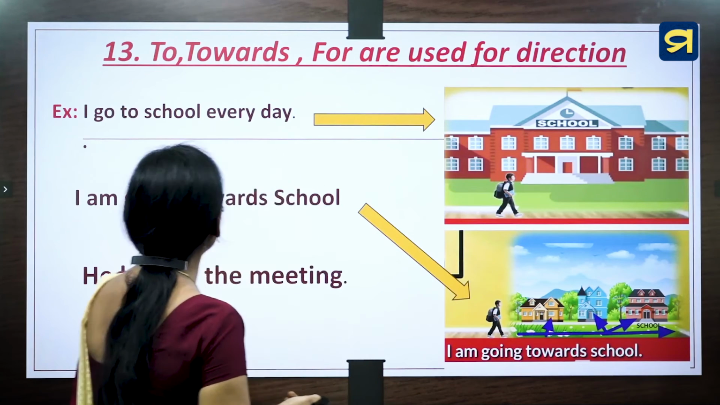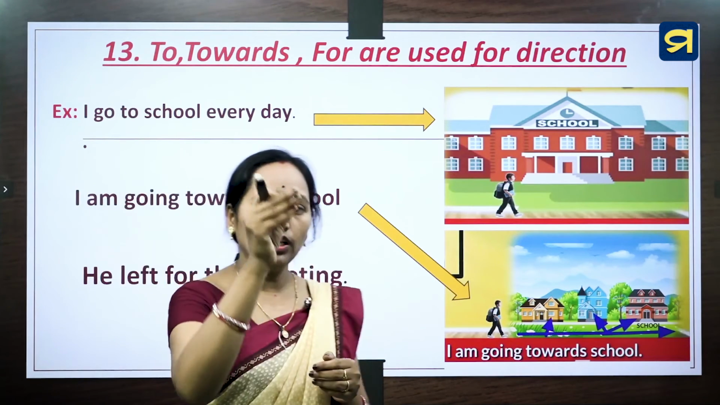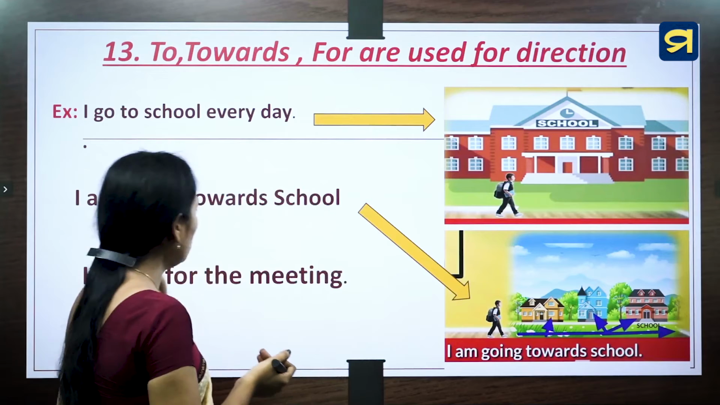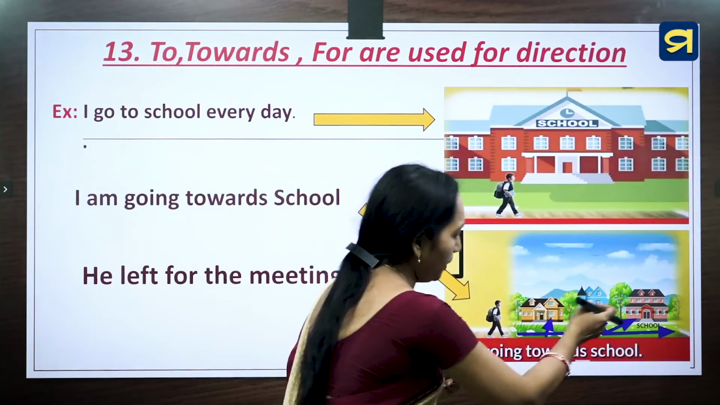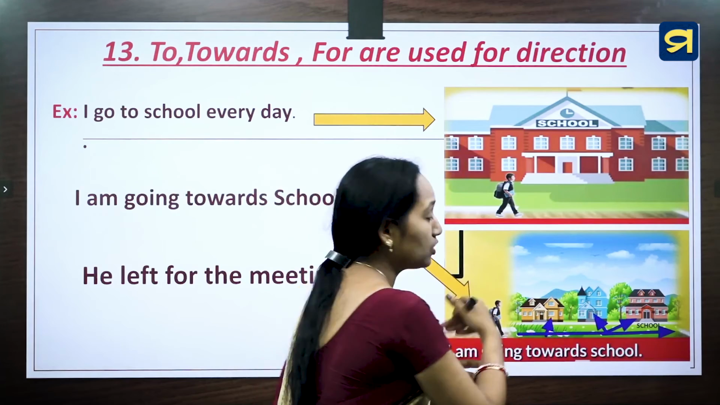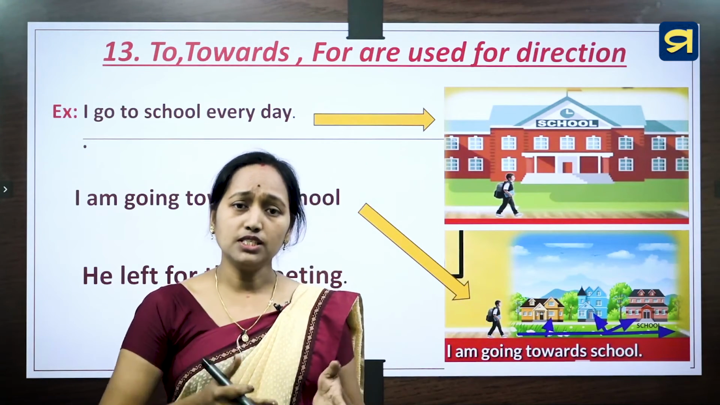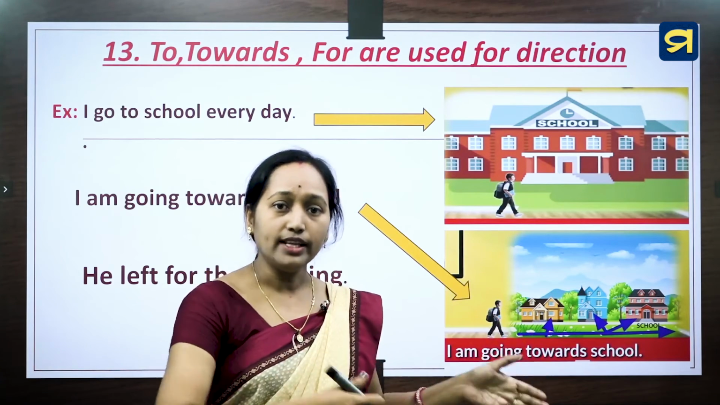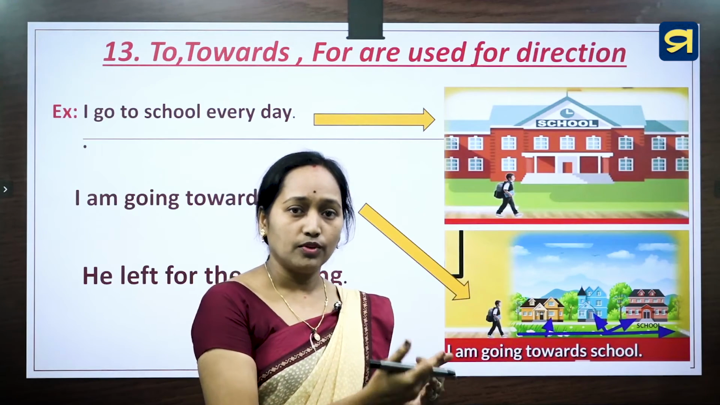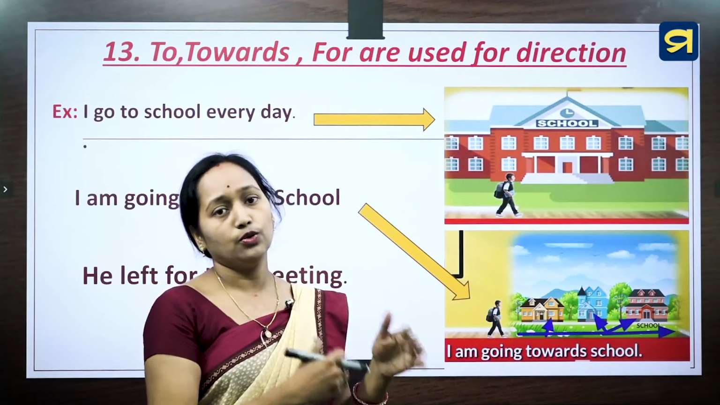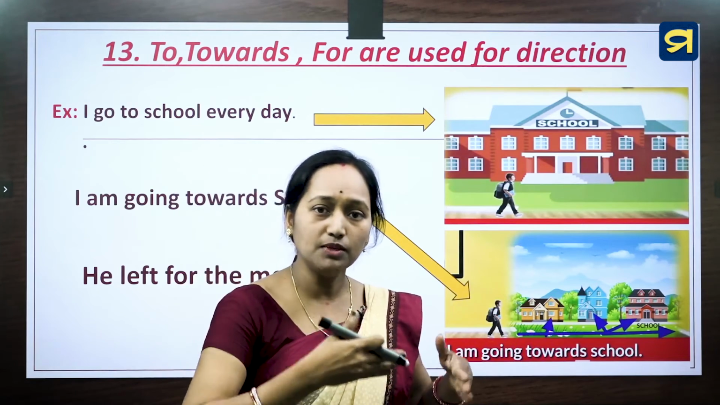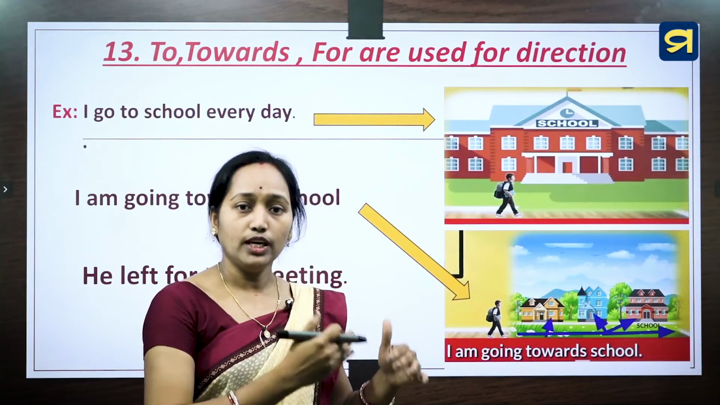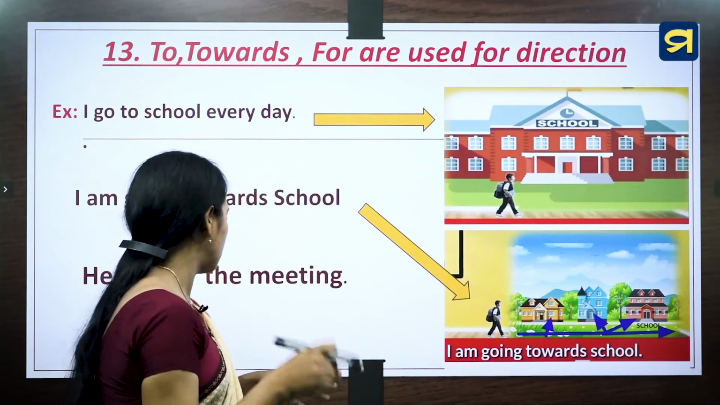When we use the preposition to, that means you are going only to your school. That is your exact place. When you use towards, it means there are some other buildings. There is a school and also other buildings. So towards means you are going towards the school, not exactly to the school. You are going in that way, which means you may reach before the school or you may cross your school. Towards means in that direction, not to the exact place, but you are going in that direction. That is the meaning of towards.